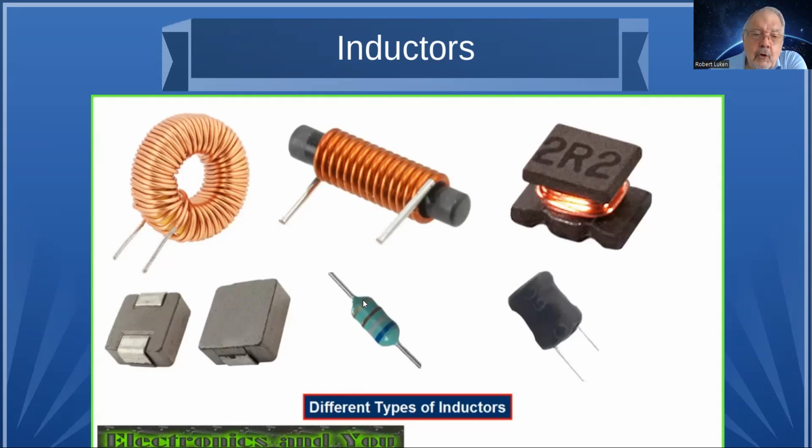These are what we usually call chokes, and it's a small inductance. It might be 30 microhenries or something like that. Usually you use them in series with power supply inputs to devices to help filter out some of the noise. This is just another sort of surface mount inductor.